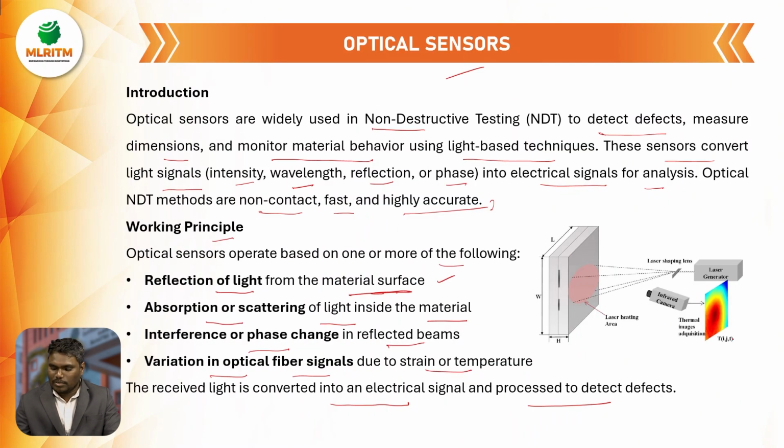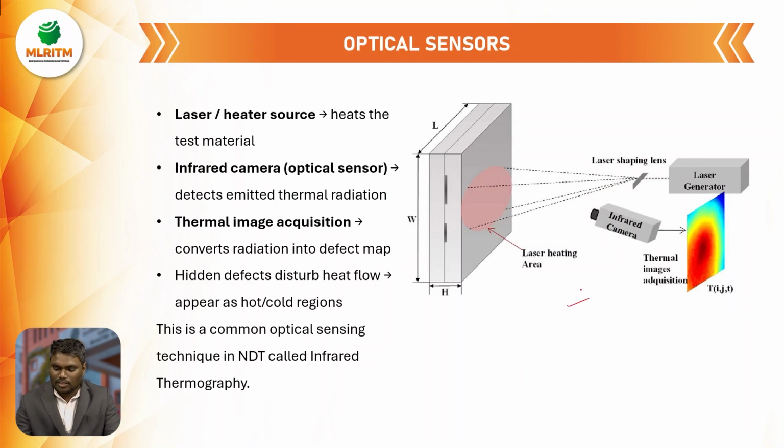And how the same image here indicates that the laser generator emits radiation, I mean laser light, onto the material surface, where a heated area is created. This heated region can be easily captured by the infrared camera, and the camera images will give the thermographic images for inspection purposes.